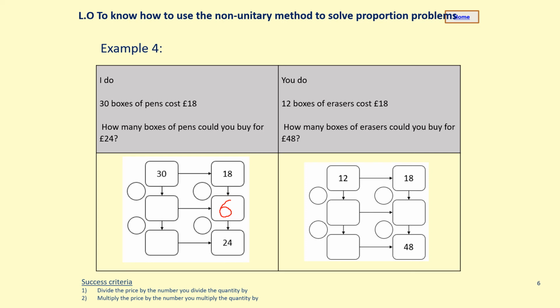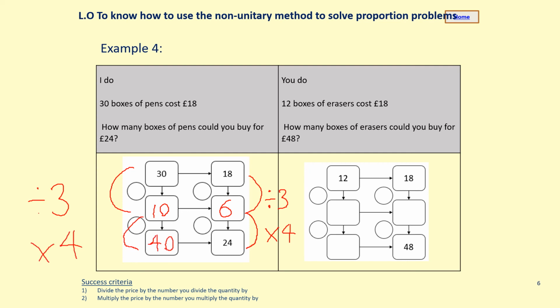So 18 to 6 we need to divide by 3. So we should also divide the quantity by 3. So 30 divided by 3 gives 10. Then ask yourself, how am I going to get from 6 to 24? Well, 6 goes into 24 4 times, so I need to multiply by 4. So I also need to multiply the quantity by 4. So 10 times by 4 gives 40 as an answer. So for how many boxes of pens could you buy for £24? The answer is 40. So please try that next one.